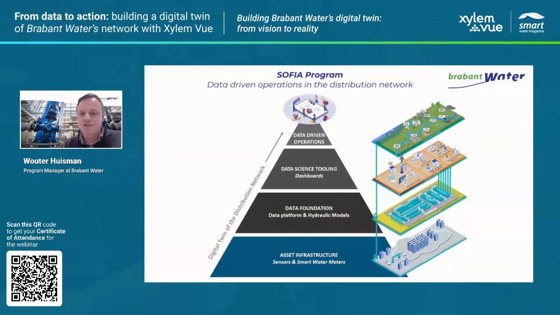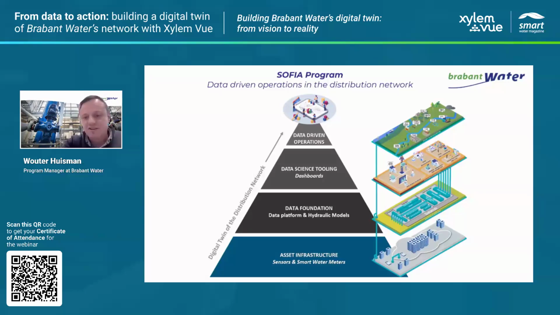And how did we set up the program? The main focus is on, and you can see that in the top, data-driven operations. So that's the focus, and we want to do this data-driven operations with the digital twin of the distribution network. And we set up this pyramid with all parts of the project. So we have the base layer, and those are 2 projects: a sensor project where we install sensors in the network, and a smart water meter project where we acquired and are now installing smart water meters at our largest customers.